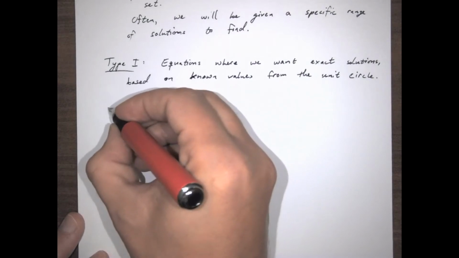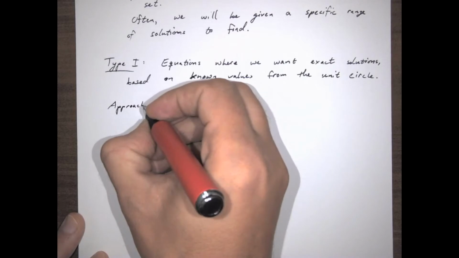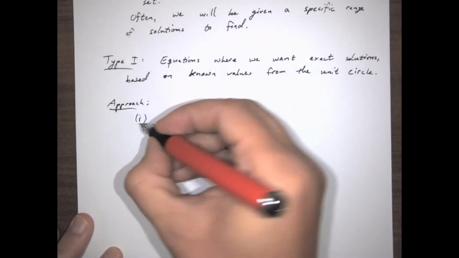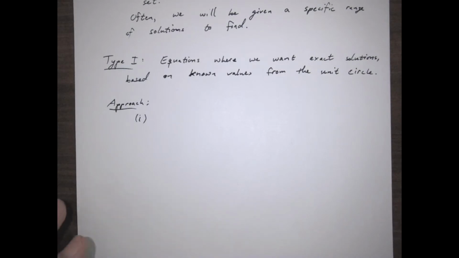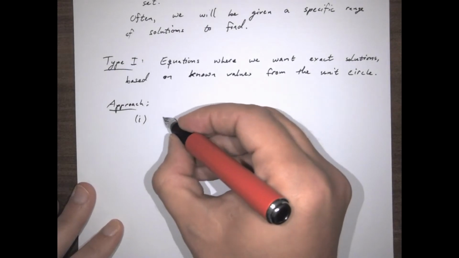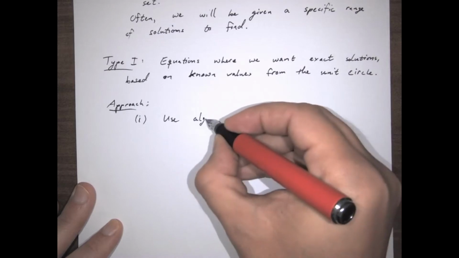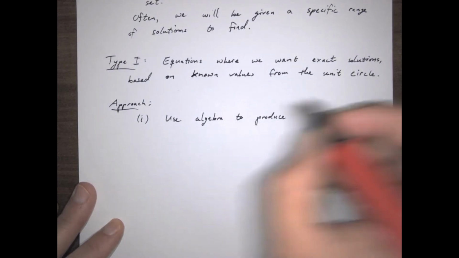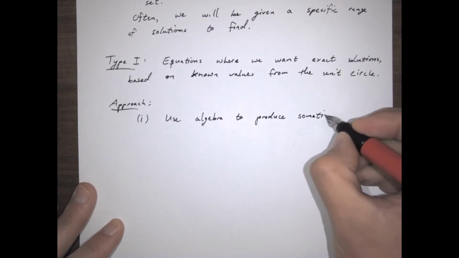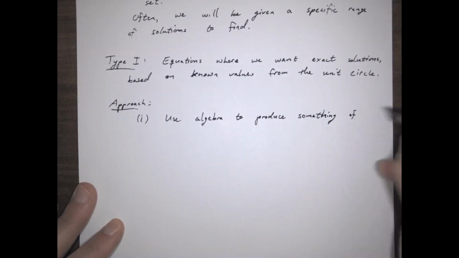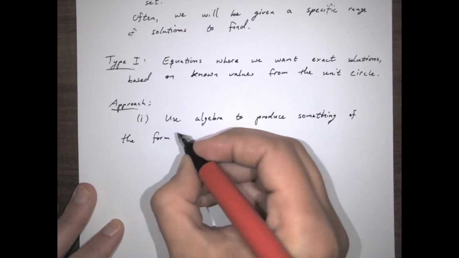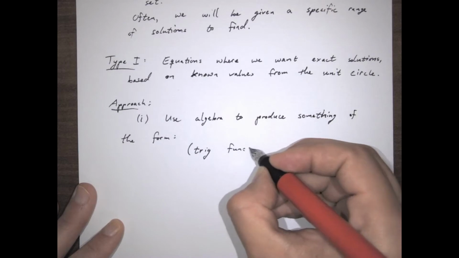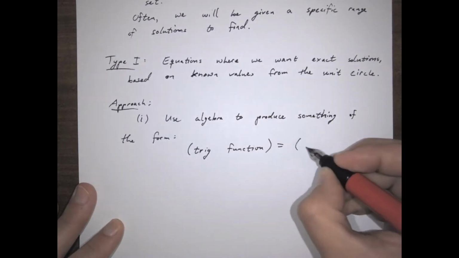So our approach here is to do whatever algebra we can first in order to get it into the form, if possible, of just trig function equals value. So use algebra to produce something of the form, what we'll have here is trig function equals value.